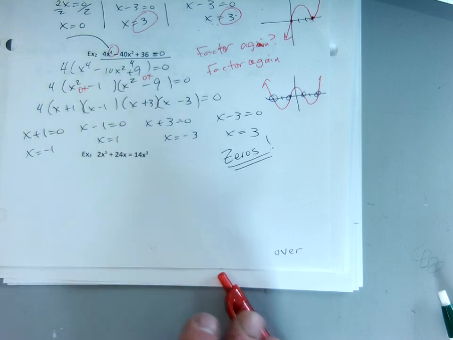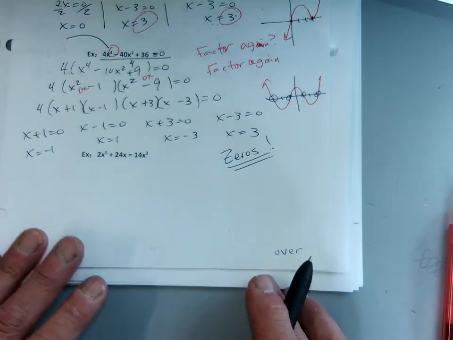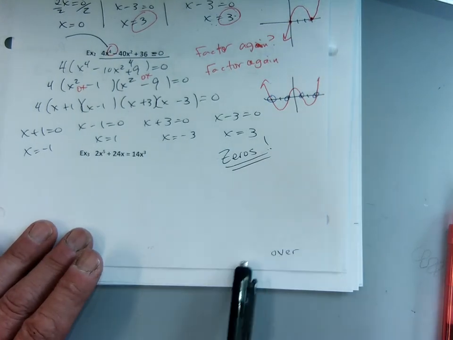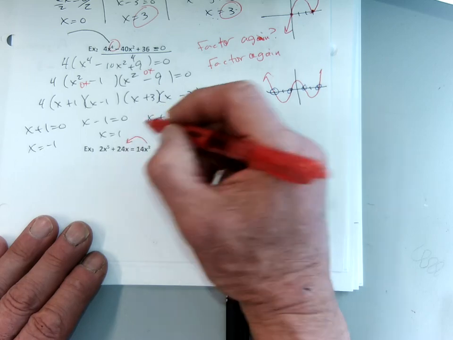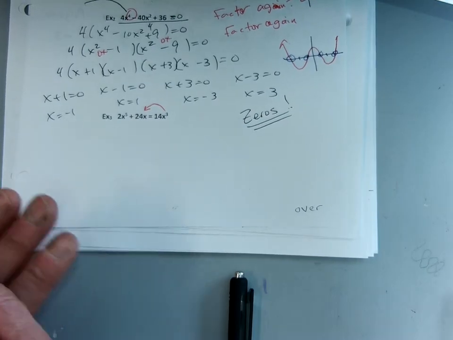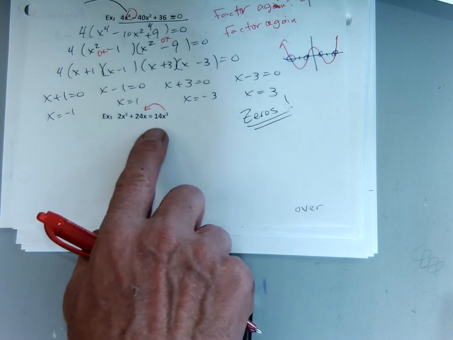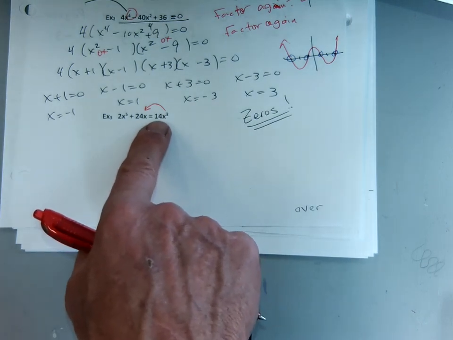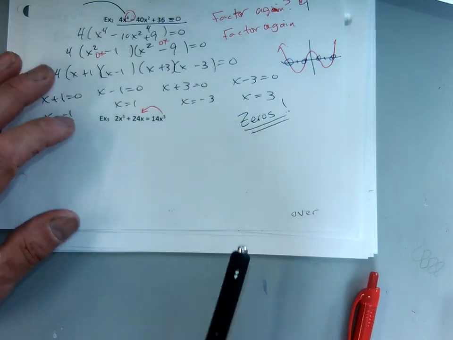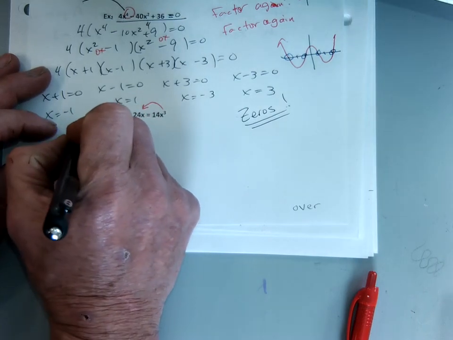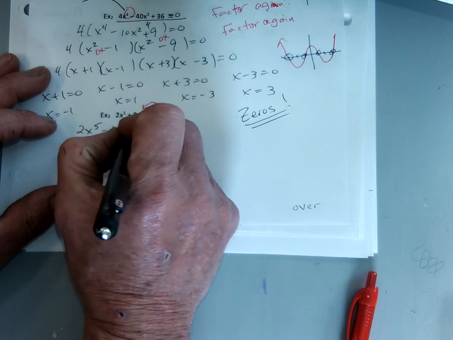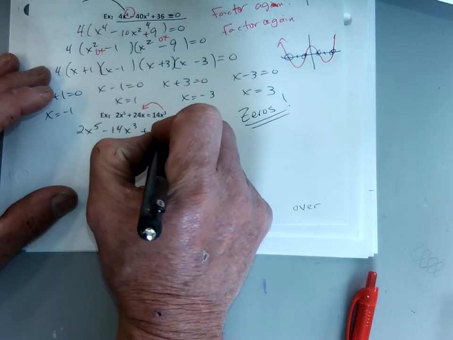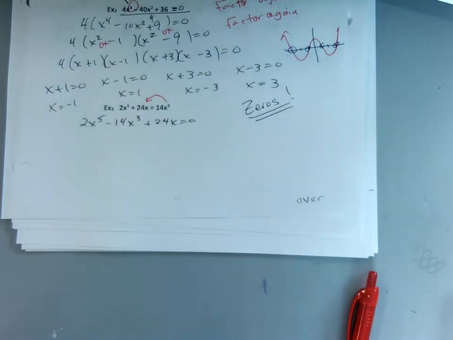Now, how about example 3? Well, we're finding zeros, so it needs to equal 0. Let's do this first. I want it to equal 0, so how do I bring over the 14x cubed? Let's put it in the right place. So I'd have 2x to the 5th minus 14x cubed plus 24x equals 0. Who said the 2x? Yes, I agree. We'll do that next.